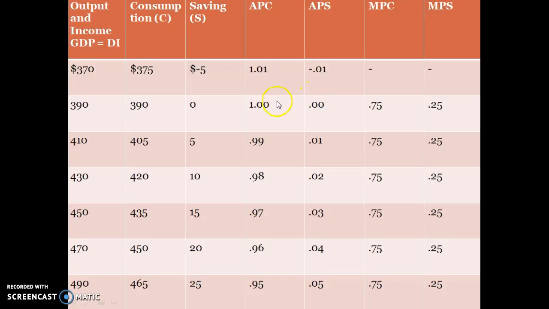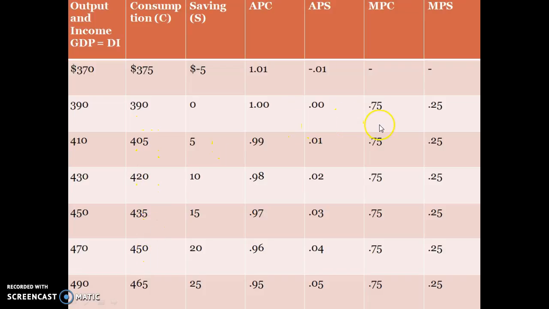As we continue to move on, notice that we still have APC and APS data, but we also add MPC and MPS. You should notice that the MPC is 0.75 and the MPS is 0.25, which added together equals 100%. They stay the same all the way through because as we work our way from top to bottom in disposable income and consumption, the margins from row to row stay exactly the same. With disposable income, our margin is 20 all the way down, and with consumption, our margin is 15 all the way through.